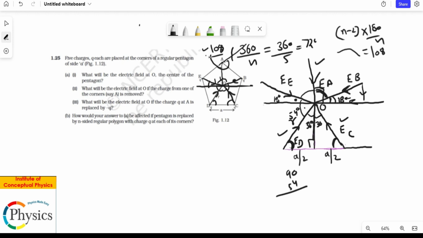So let's look into the diagram now. Let me concentrate on EA. It is on the y-axis, so I really don't need to worry about it. I know the distance from each of the charges to the center is R, and the side of the pentagon is A. This is given to be R in the question, and even if it is not given, we can get the value of R from the value of A, which is going to be the radius actually.